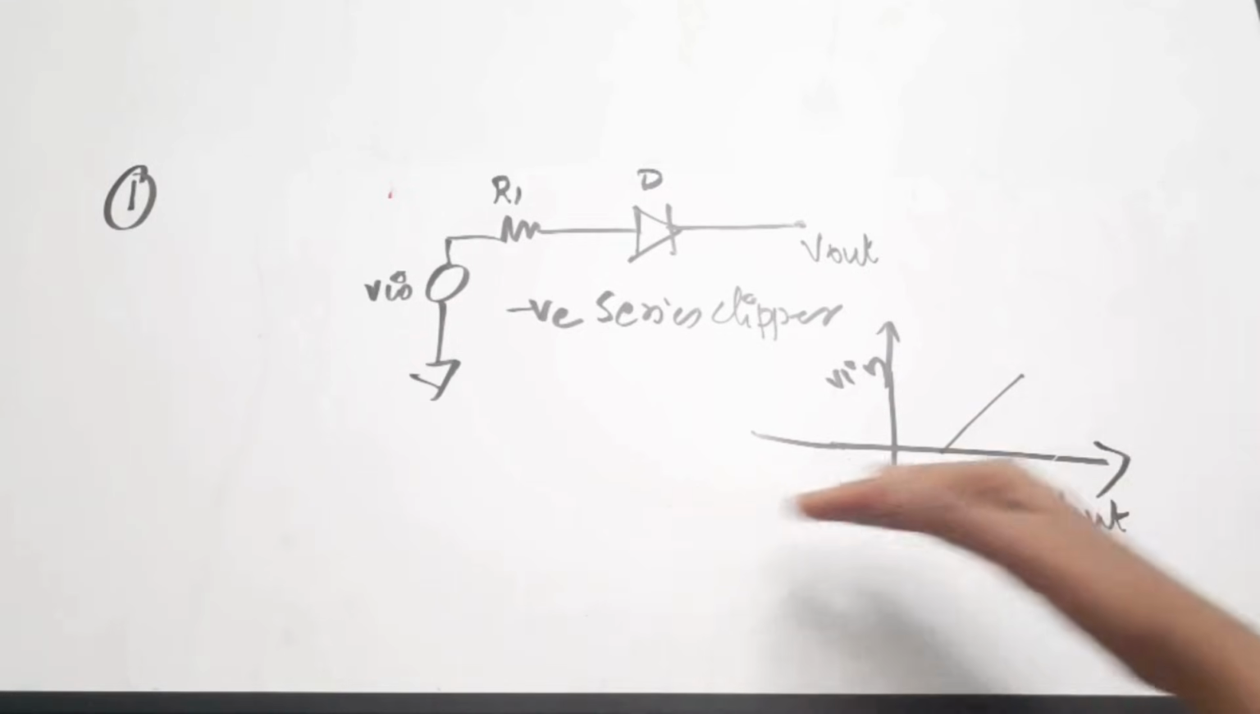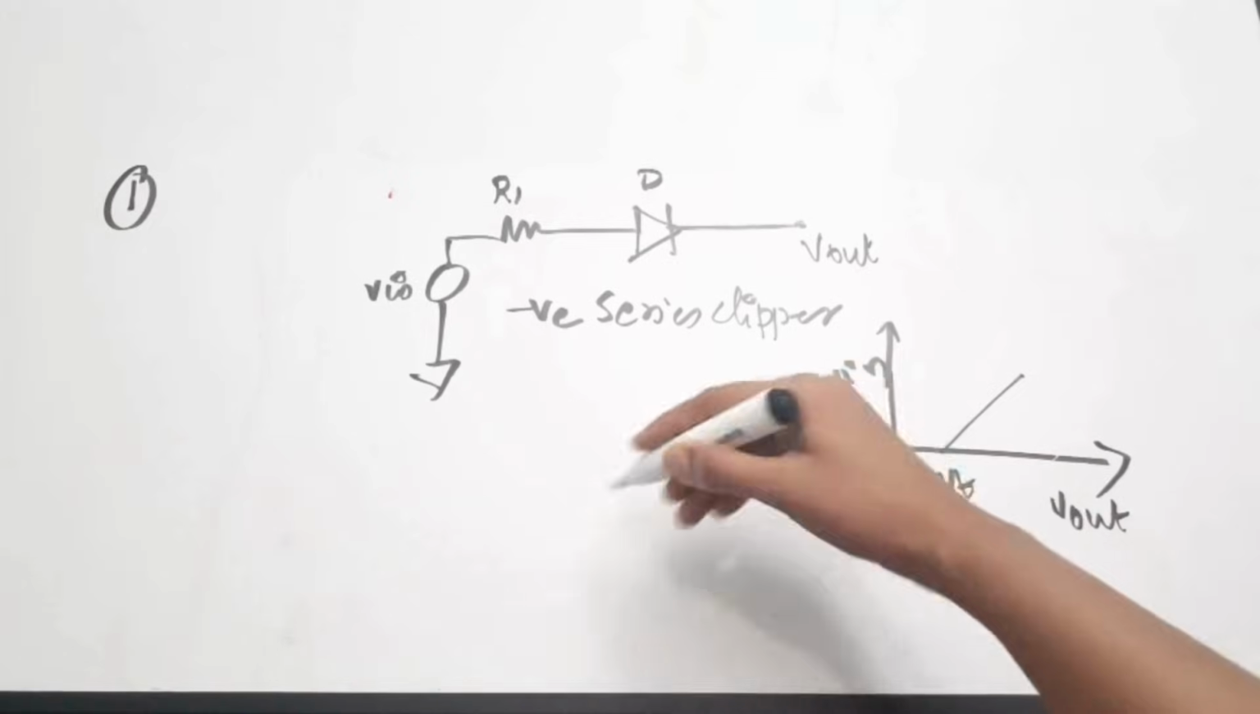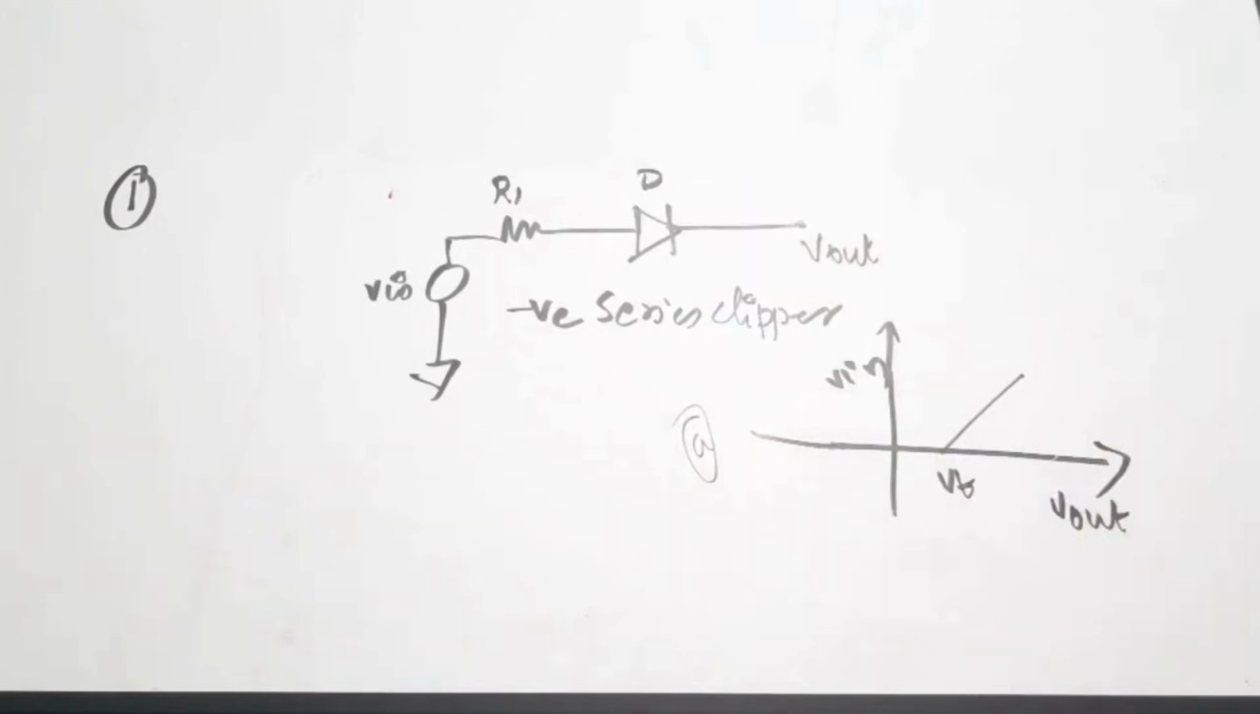Then that much portion of the wave you will be getting. There won't be any waveform in the negative. Why? Because it is a series clipper clipping off negative half cycles. I hope these are the basics of clippers, and clampers are also important. Okay, so the correct answer here is option A. So this is the transfer curve of this negative series clipper. Okay, moving on to the second question.